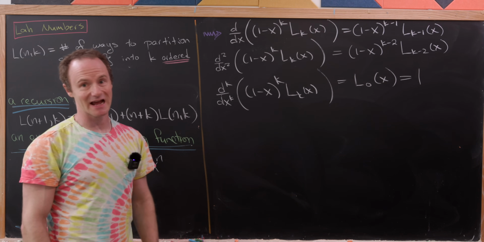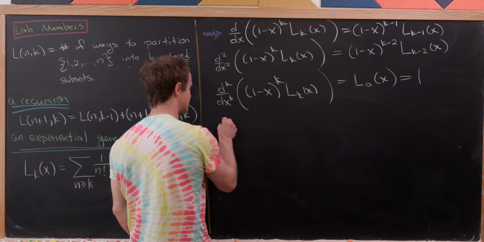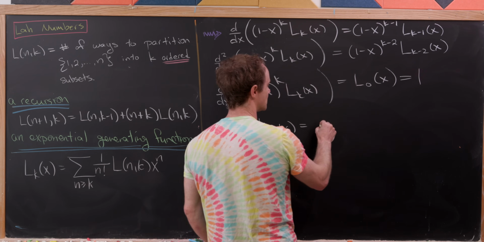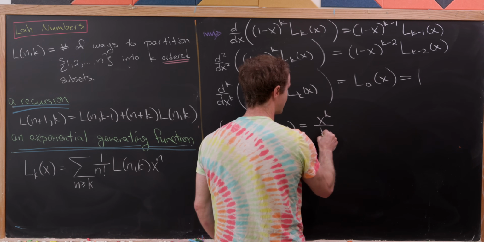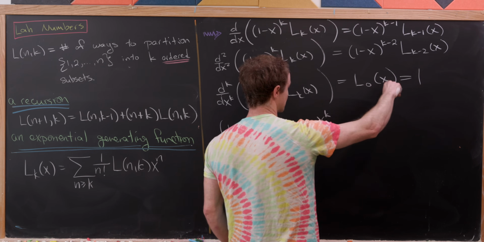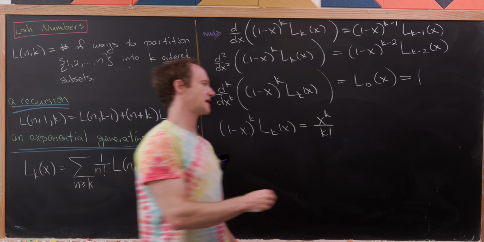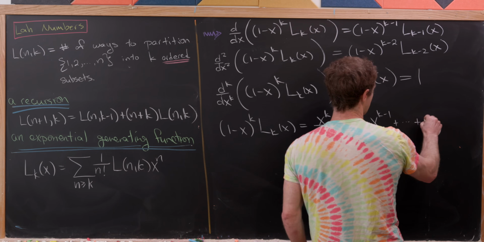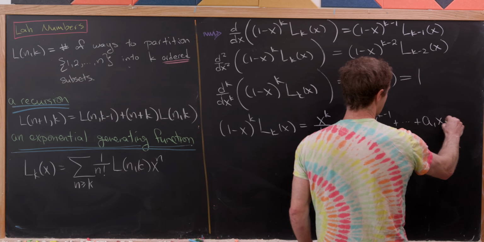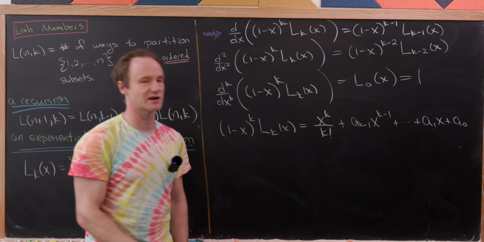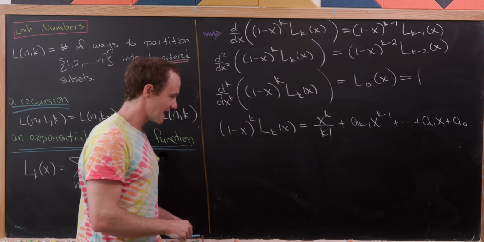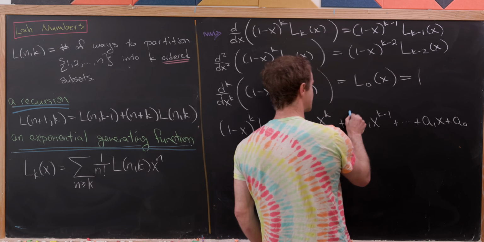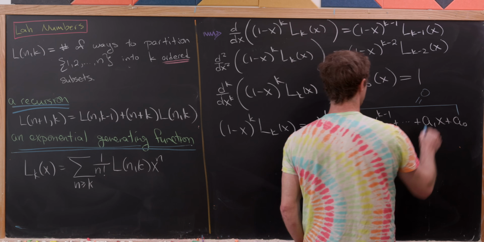Now what we'll do is take the antiderivative of both sides, k times. That's going to leave us with (1 minus x)^k L_k(x) equals x^k over k factorial. That's the result after taking the antiderivative of the number 1, k times, plus a_{k-1} x^{k-1}, up to a_1 x plus a_0. Of course, we get those terms because their kth derivative is all zeros. That being said, it's pretty easy to see with initial conditions that all of these terms are 0. So we can just set that equal to 0.